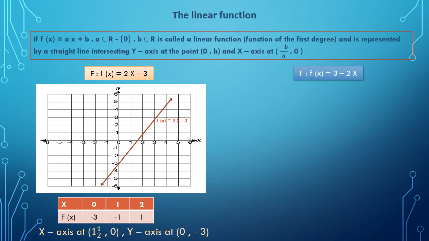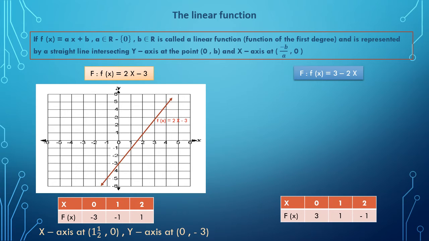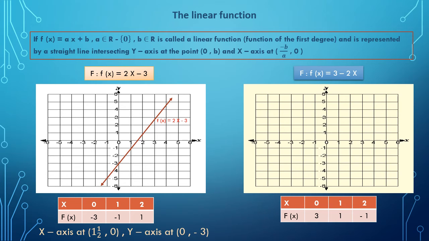The second function will be 3 minus 2x. Then we make a table like this with the simplest points 0, 1, 2. By drawing these points 3, 1, -1, we can get this straight line like this. The intersect point for the x-axis will be (1.5, 0), and for the y-axis it will be (0, 3), like this.